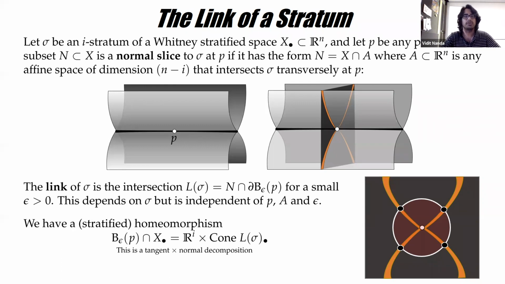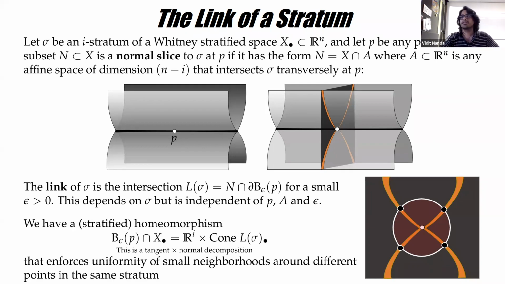So good. And this enforces, because the right side does not have anything to do with P, the cone is well-defined independent of P. So it basically guarantees that tiny neighborhoods of points in the same stratum look exactly the same up to homeomorphism. So this is nice. Okay, so this is the hero of this entire talk. I just wanted to set up what the link of the stratum is.